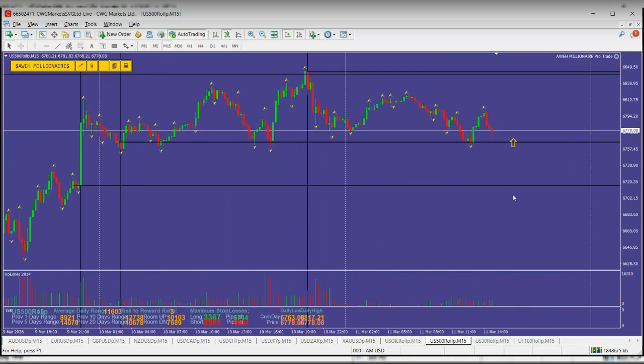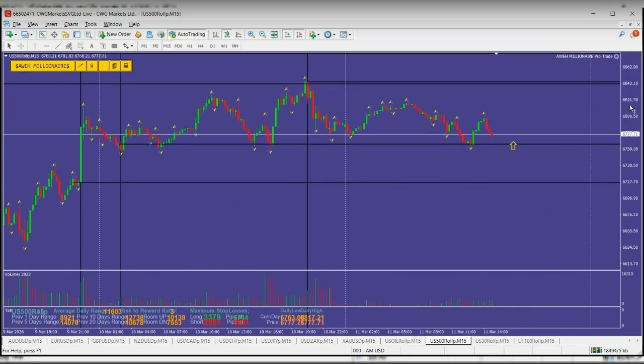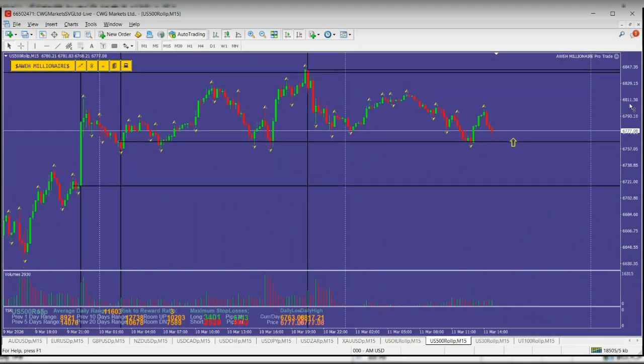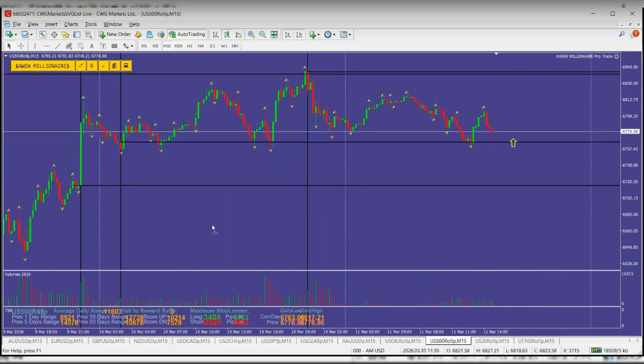we've got demand number 1, demand number 2, then we've got supply zone number 1 here, and then supply number 2 at the top of here. And this is for S&P 500, US 500 for CPI trading session today.